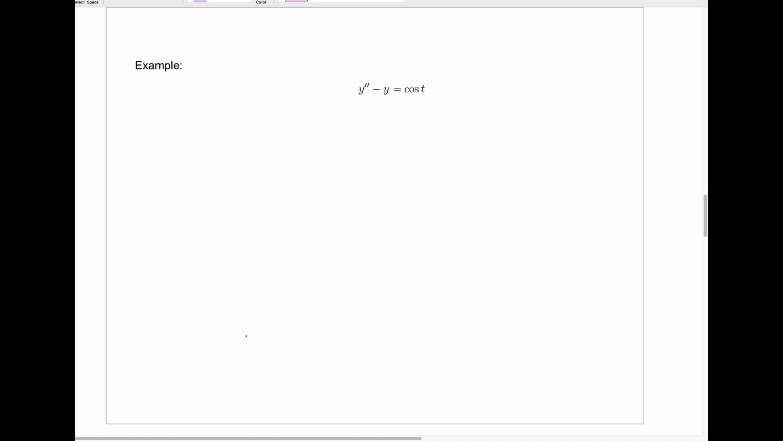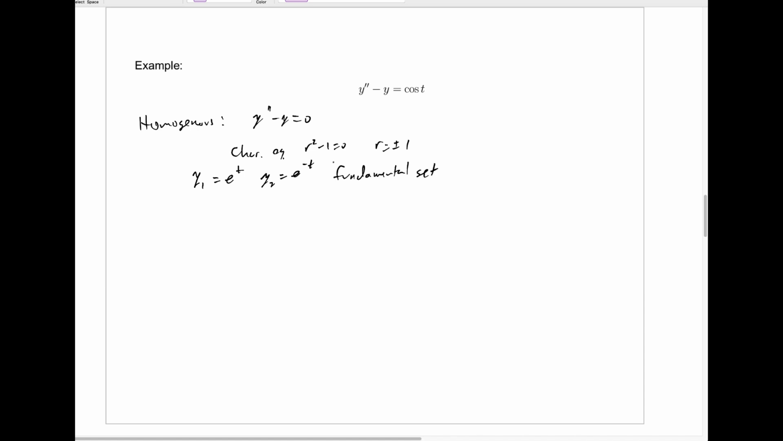Let's see a slightly different looking example. Here we have y double prime minus y is cosine t. Let's first look at the homogeneous equation. That would be y double prime minus y equals 0. Again, you could look at the characteristic equation, r squared minus 1 equals 0. R is plus or minus 1. So we have y1 equals e to the t, and y2 is e to the minus t, our fundamental set of solutions to the homogeneous equation.